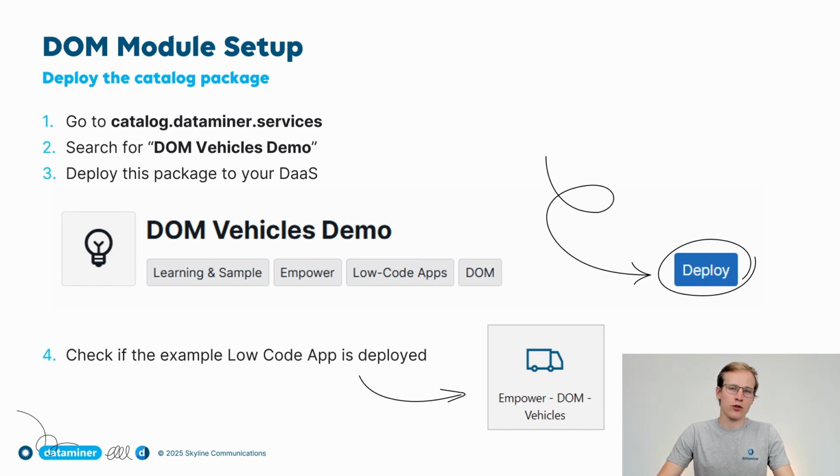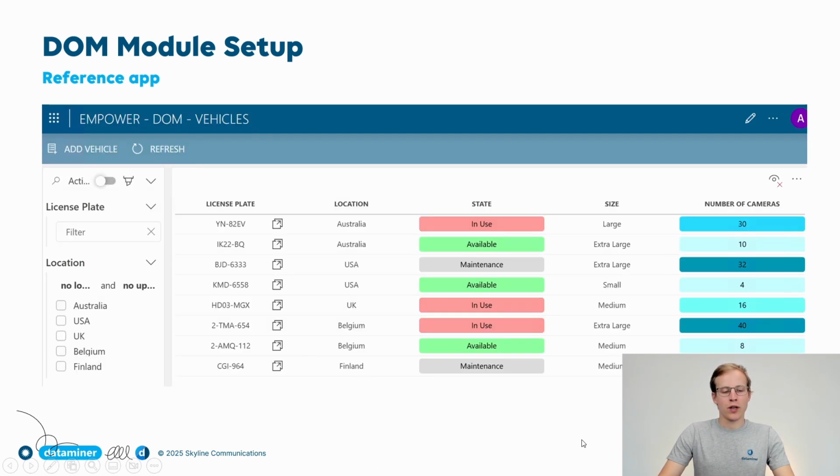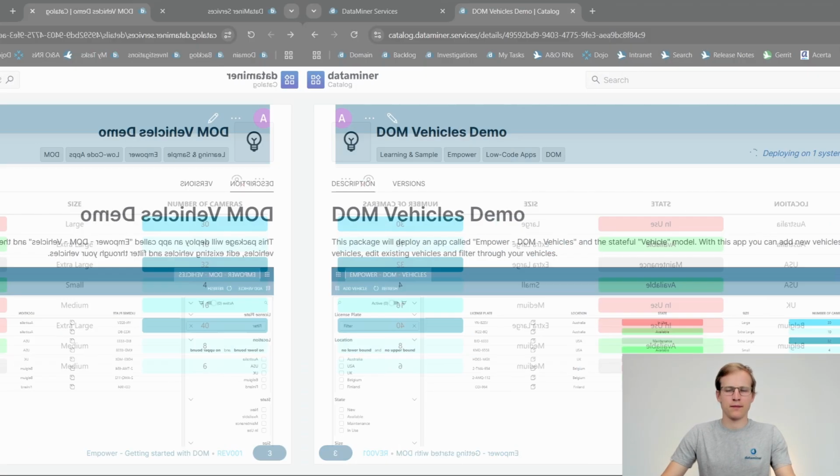So we can go to catalog.dataminer.services and look for DOM vehicles demo. When you find it, you can click on the deploy button and deploy it to your system. To check whether the deployment went correctly, you can look for the Empower DOM Vehicles low-code app on the web page. And that should look like this. This is an example of what we want to create ourselves from scratch.